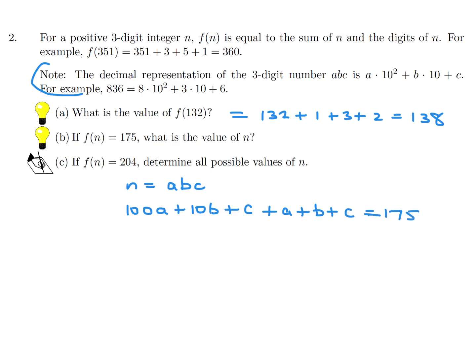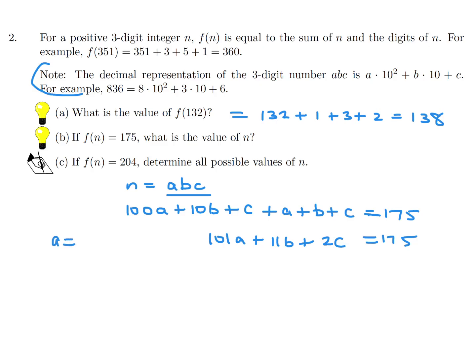Okay, let's see how far we can go with this equation. Not very far, probably. 101a plus 11b plus 2c, and that's about it. So we only have one equation, but we have 3 variables, so obviously we're going to have to do some inspection here. But the good news is that we can guess at least what a could be.